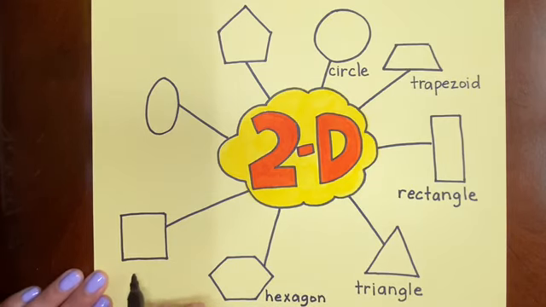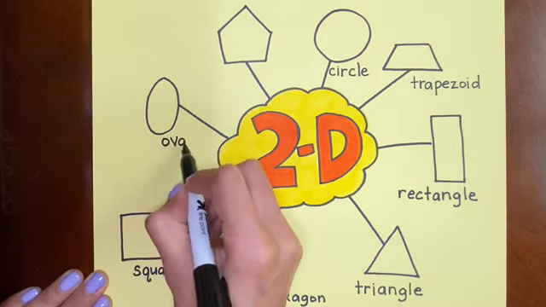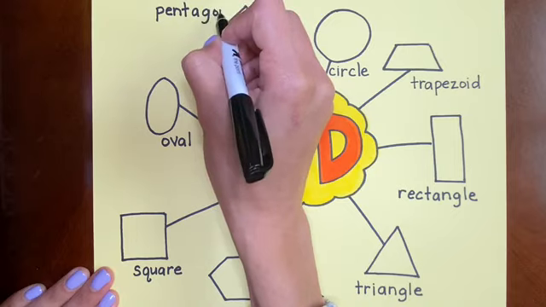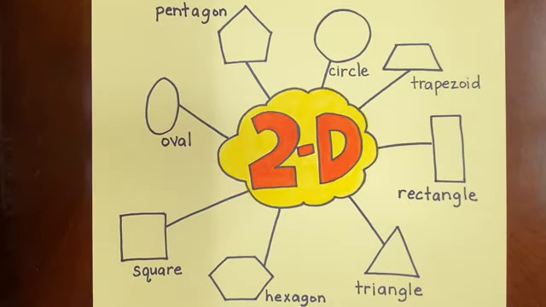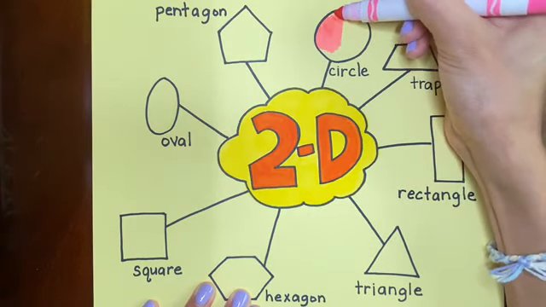It has 6 sides. Then a square with 4 equal sides. An oval and a pentagon. Awesome job, everyone. So now that I've drawn all of my shapes, I'm going to go back and color them. I will see you soon when it's all colored in.